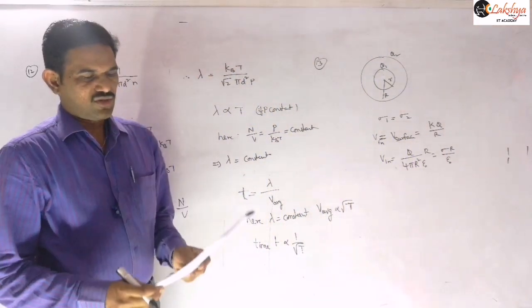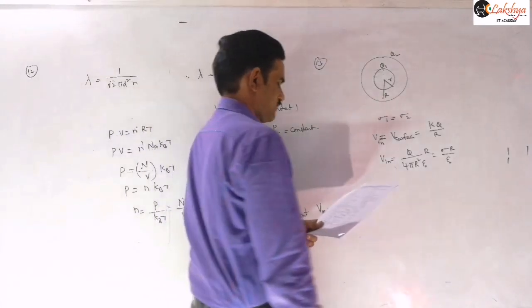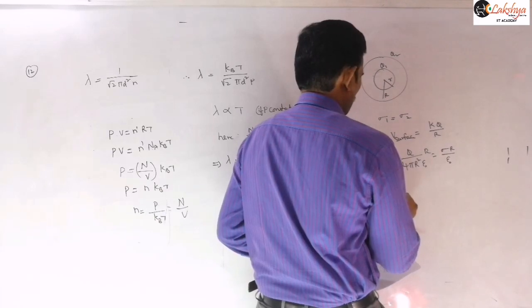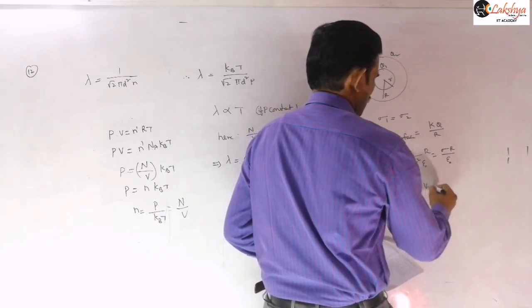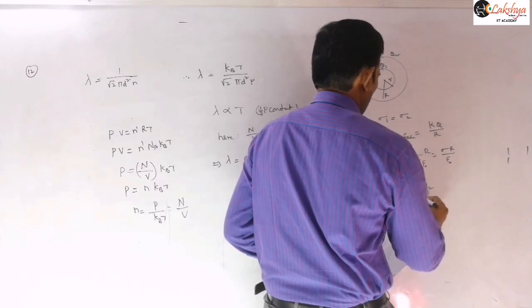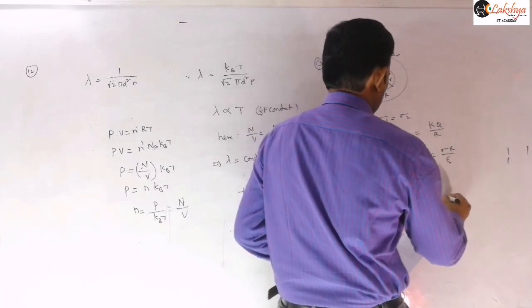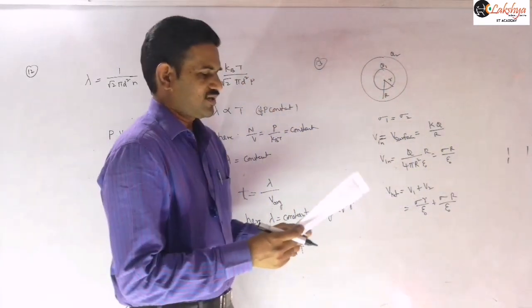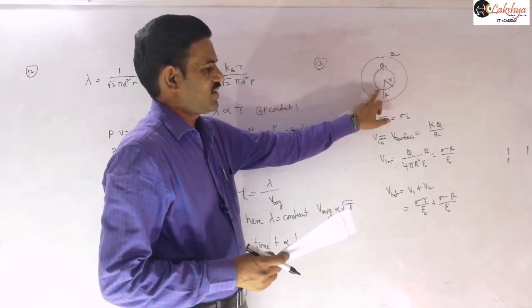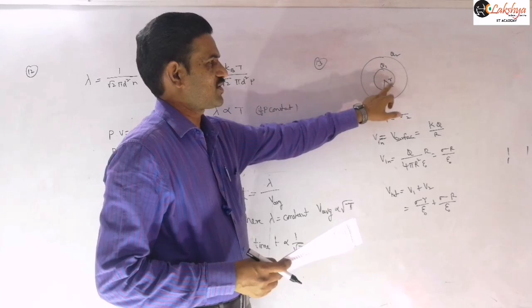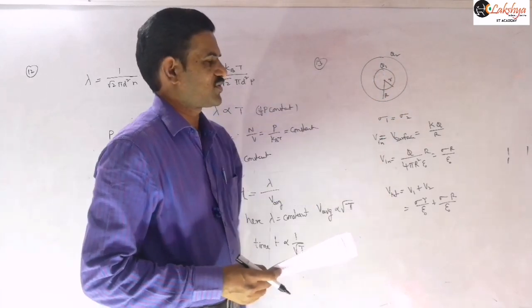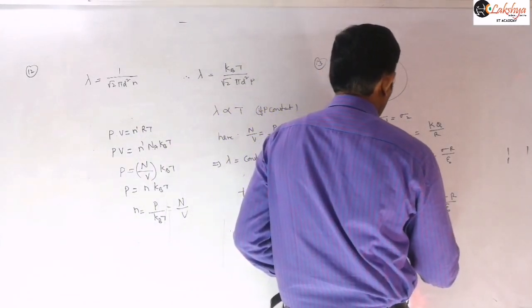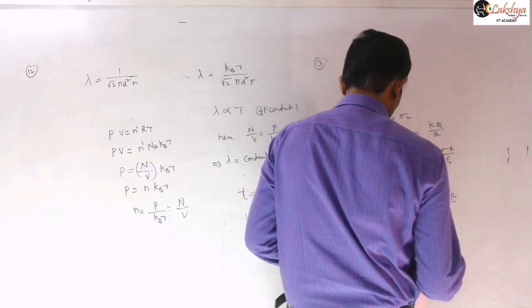Is it clear? Now I can write the net potential as V1 plus V2. V1 is sigma into small r by epsilon naught plus sigma into capital R by epsilon naught. Sigma into small r is the potential due to the inner shell, and sigma into capital R is the potential due to the outer shell. Therefore we can write this expression as sigma by epsilon naught, times small r plus capital R.